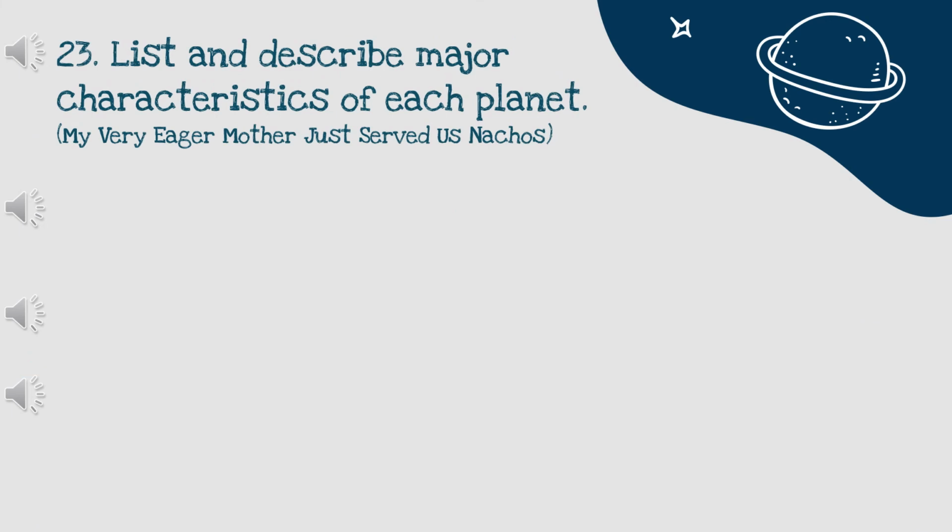Number 24, list and describe major characteristics of each planet. Remember, my very eager mother just served us nachos will help you remember all the planets in their order. Mercury is the closest to the sun. It has hot days and cold nights, and it has no atmosphere.